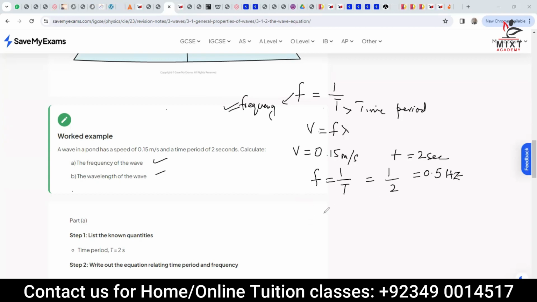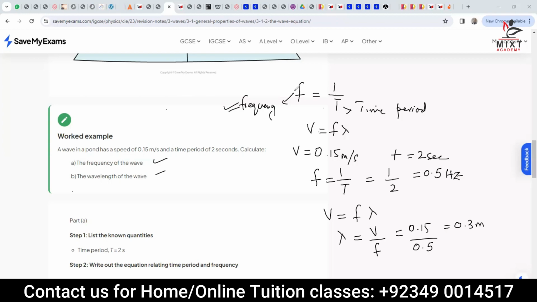Now, how to find the wavelength? We know that V is equal to frequency into lambda. So lambda will be equal to V upon F. What is your V? 0.15. What is your frequency? 0.5. What is the answer? 0.3. Okay, 0.3 meters. This is your answer.